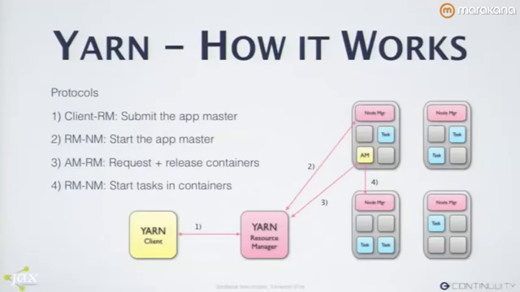Once the master is running, it communicates with the resource manager to get resources. That's the resource manager. That's the application manager resource manager protocol. There's also a node manager running on every node. In order to start a job in a slot, the application master can't do that itself. It needs to submit a request to the node manager. The node manager does it on behalf of the application manager.